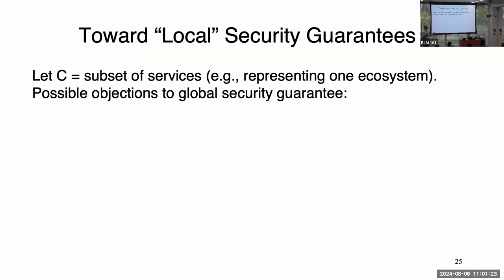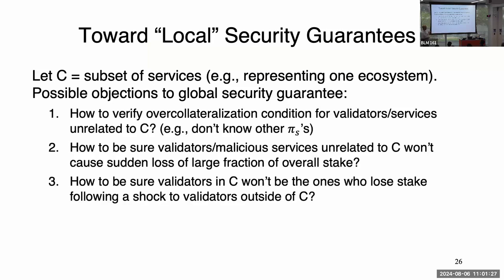In that event, these 6 services in capital C are not going to be so reassured by the guarantee I just gave you, for several reasons. First of all, they're going to say, how do I even know that the overcollateralization condition holds in this restaking network? I don't know what's up with these random services I've never heard of that are part of the restaking network. How would I check that condition? Or, even otherwise, this is all predicated on the shock being small. I don't know, 10%, 1%, whatever.